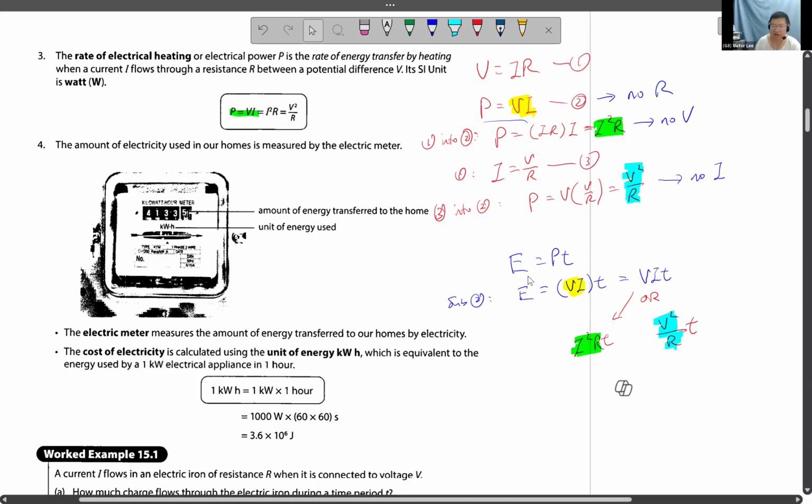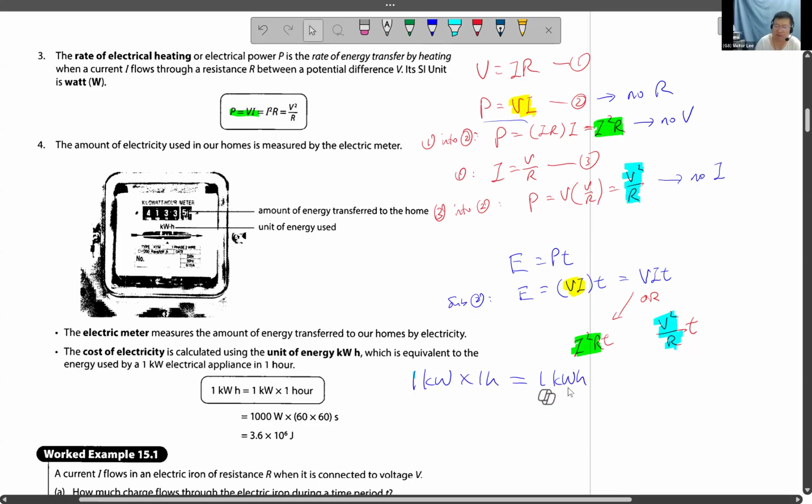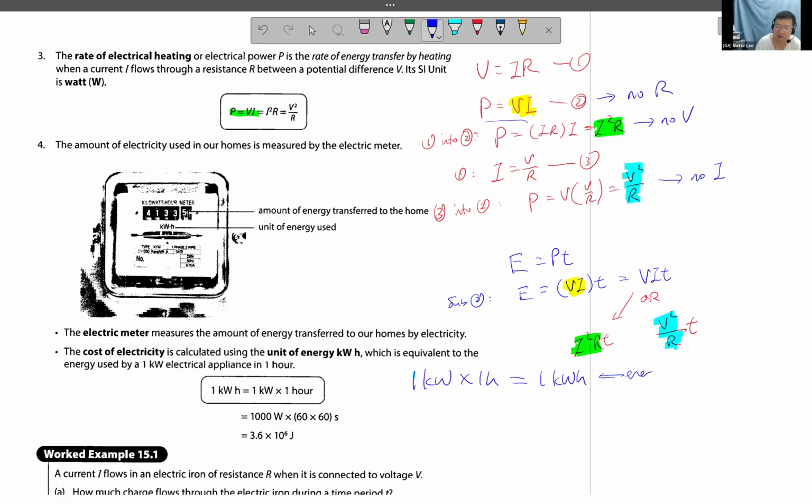Another way, this is to find the energy. I can calculate energy in joules. But when you want to sell electrical energy, you don't sell by joule, you sell by kilowatt hour. What does it mean? It simply means that any equipment of 1 kilowatt, I write here, 1 kilowatt, if you multiply by 1 hour, this is the energy, 1 kilowatt hour. Take note, small k, small h, capital W. 1 kilowatt hour is energy.